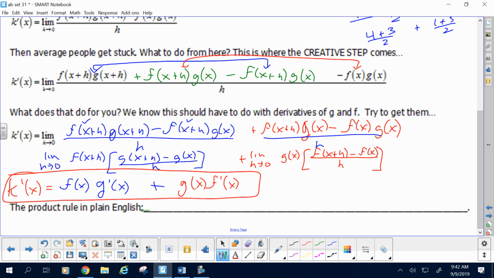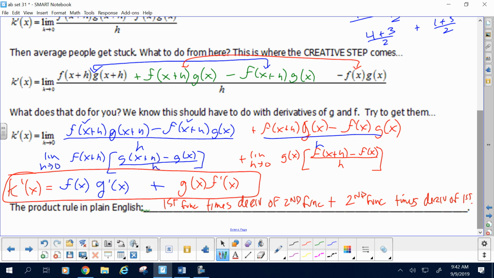The product rule in plain old English is when you want the derivative of a product, it's first function times the derivative of the second function plus second function g of x times the derivative of the first. They basically take turns taking their derivatives while the other one stays put. Yep. That's the product rule.